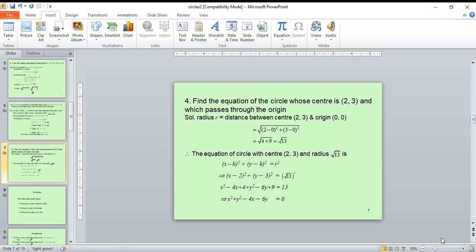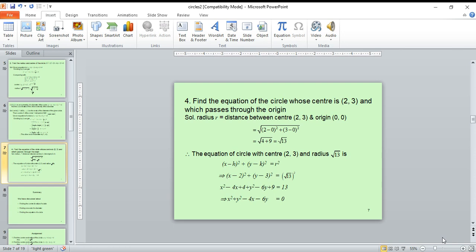(x minus h) whole square means (x minus 2) whole square, plus (y minus k) whole square means (y minus 3) whole square, equal to r square, which is root 13 whole square. The square root cancels on the right side, giving 13. The left side is (x minus 2) whole square plus (y minus 3) whole square. The formula for (a minus b) whole square is a square minus 2ab plus b square. So (x minus 2) whole square is x square minus 2 into x into 2, that is x square minus 4x plus 2 square.